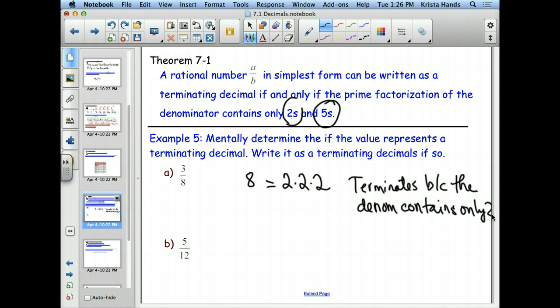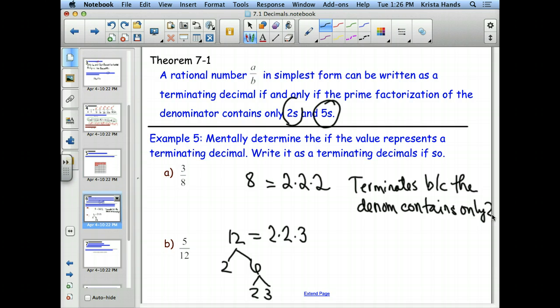I've got 5 over 12. First of all, we want to make sure, is it reduced? Is there any ability to reduce the 5 and the 12? And there's not. So, what do we do next? Factor the 12. So how will the 12 factor? 2 and 6, okay. And then the 6 factors into 2 and 3. So the number 12 becomes 2 times 2 times 3.